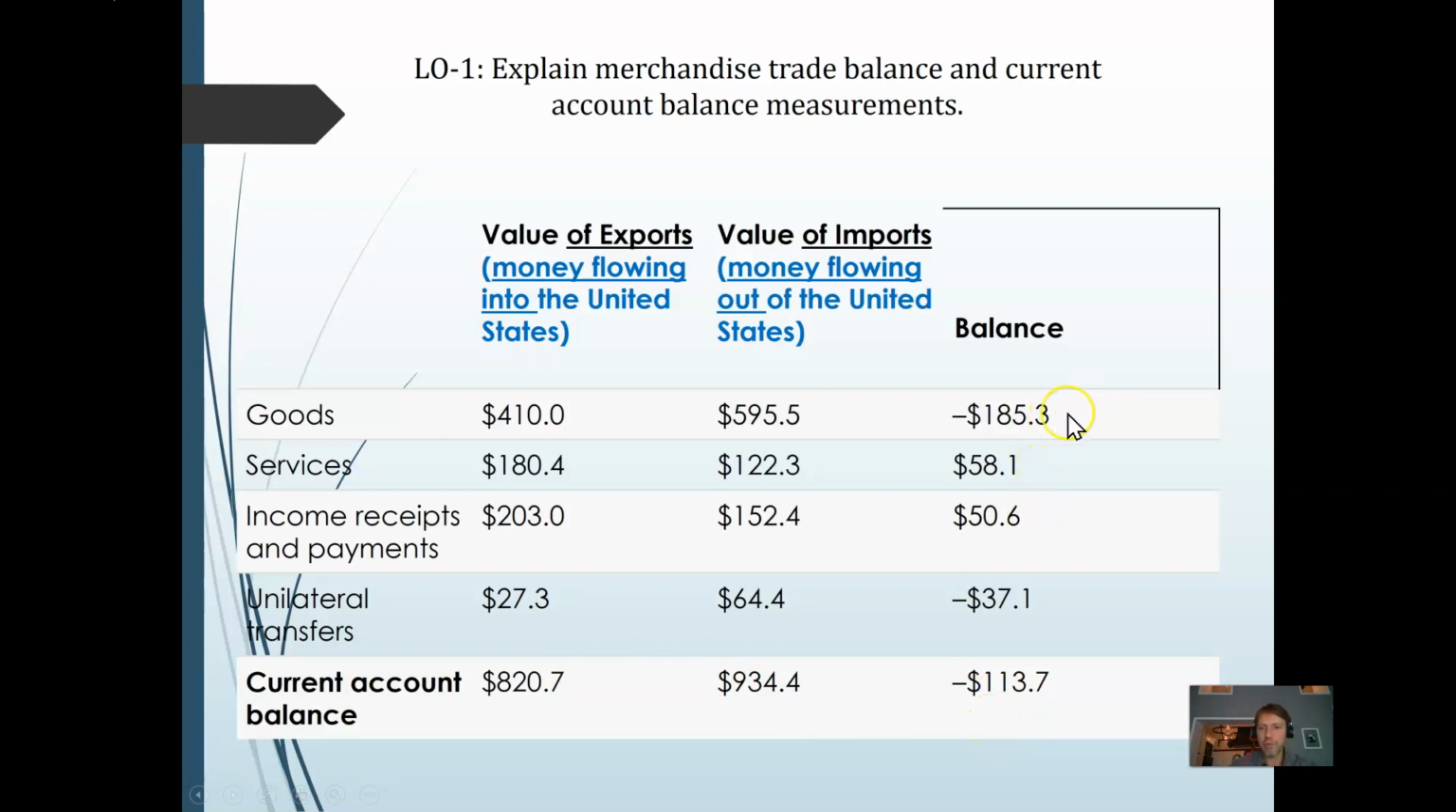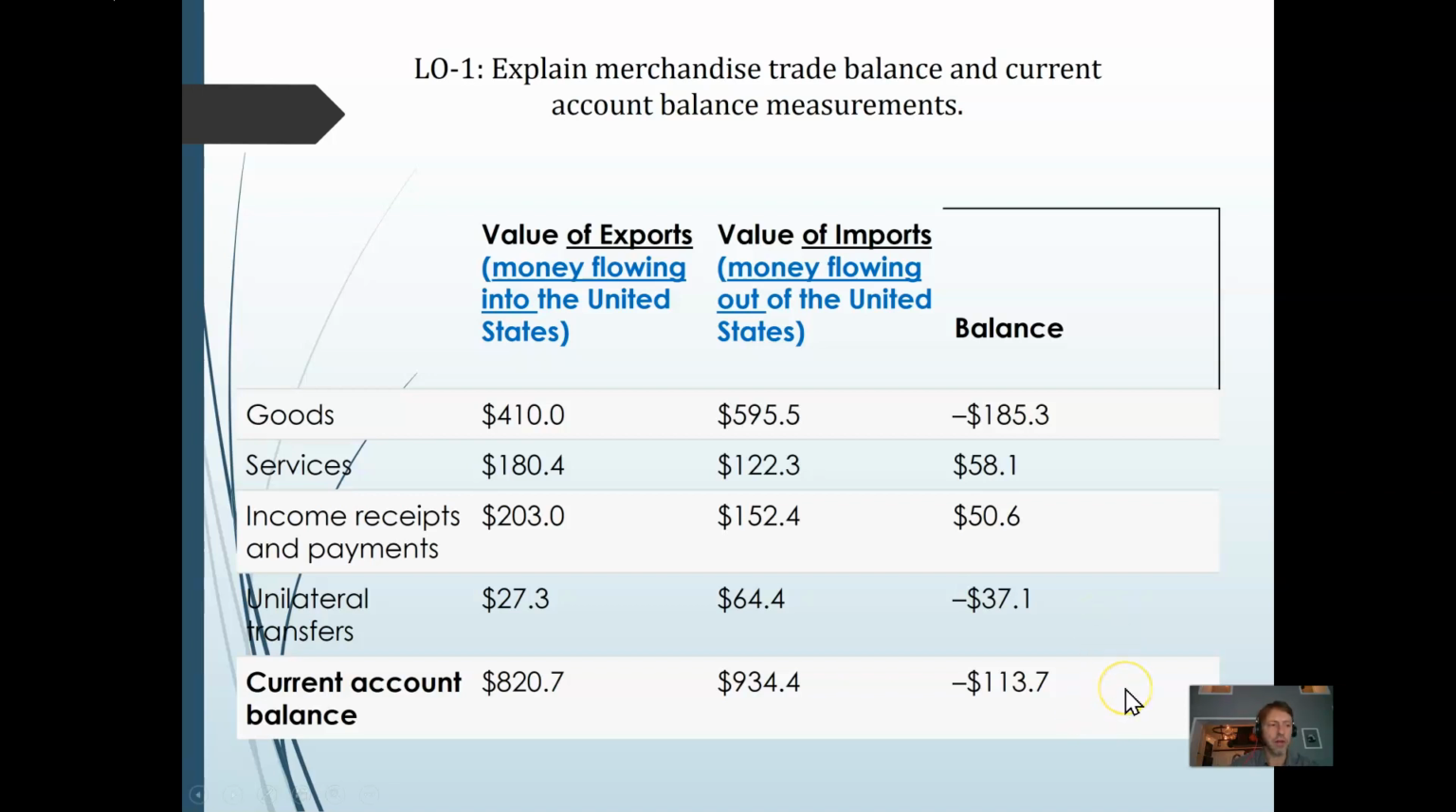So we have a negative balance of trade because we buy more goods and services. These two numbers added together would be about minus $130 billion. There's a lot of zeros not shown in this. And so we buy more from the rest of the world than we sell to them. We invest more and earn more investment than we give out. Right now, unilateral transfers, there's more money going out than coming in.